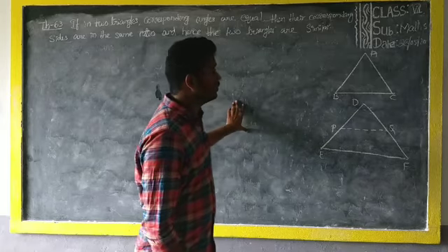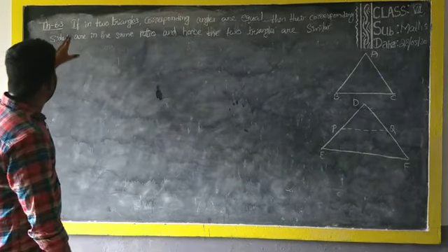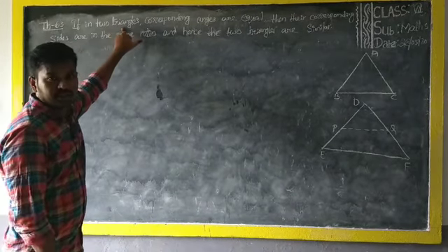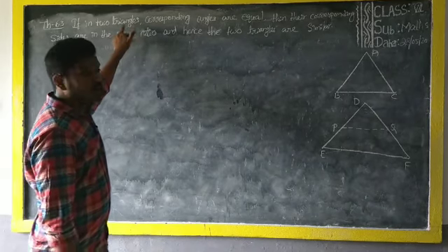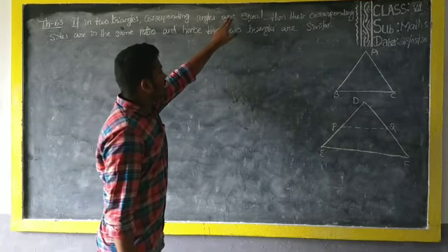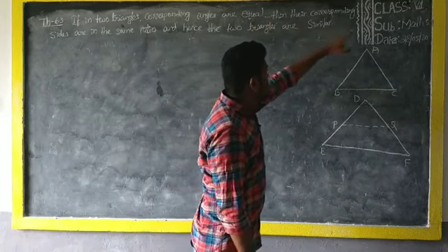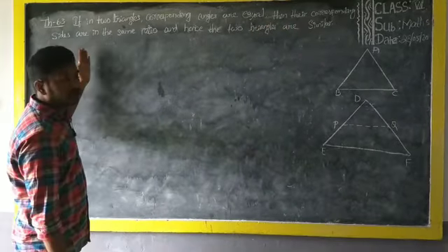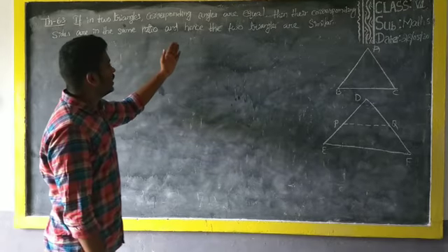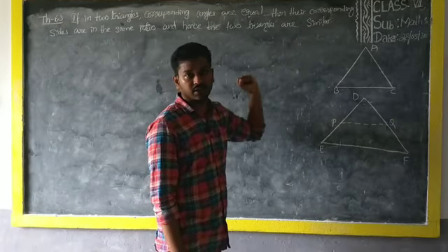The theorem statement is: if in two triangles corresponding angles are equal, then their corresponding sides are in the same ratio and hence the two triangles are similar.